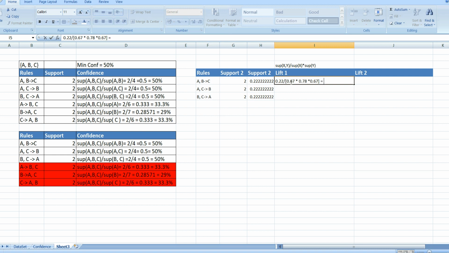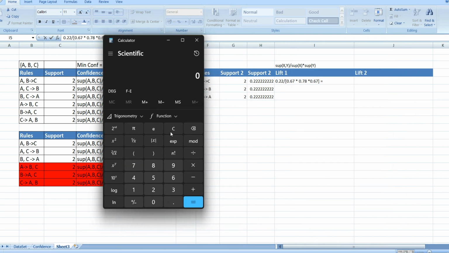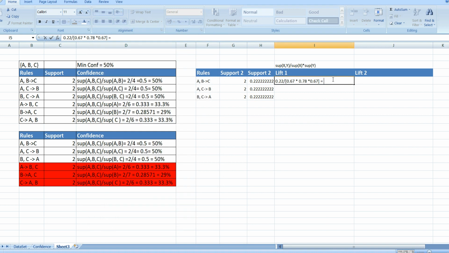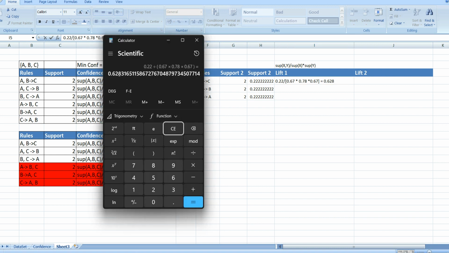This gives us a value of... let's just work that out and see how the value of 0.22 divided by the product of 0.67 multiplied by 0.78 multiplied by 0.6867, sorry, and then this gives us a value of 0.628 as the value.